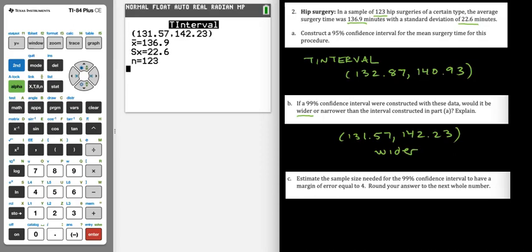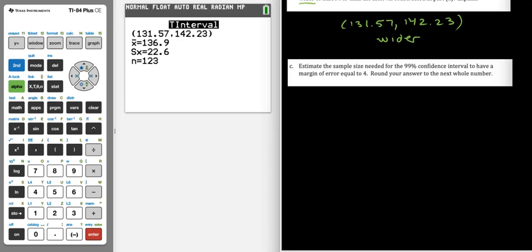Okay, let's take a look at part C. So in part C, we're estimating the sample size needed so that our 99% confidence interval will have a margin of error equal to 4. And remember, this is the problem where we need to rely on the following formula. The necessary sample size is going to be found by doing Z alpha divided by 2 multiplied by S divided by M, and then we're going to square that result.